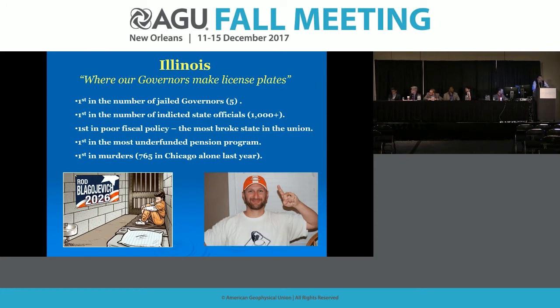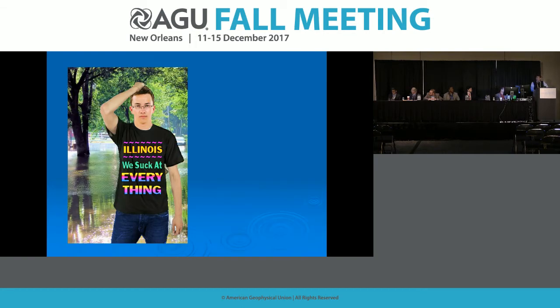We have the most jailed governors. 5 of our last governors are in prison right now. We have the most indicted state officials. We're first in poor fiscal policy. We're the most broke state in the nation. We have the most underfunded pension program and the most murders of anywhere in the nation. So if we had, I think you can say this at a scientific conference. I think suck is okay to say, right? It's a technical term, yeah.